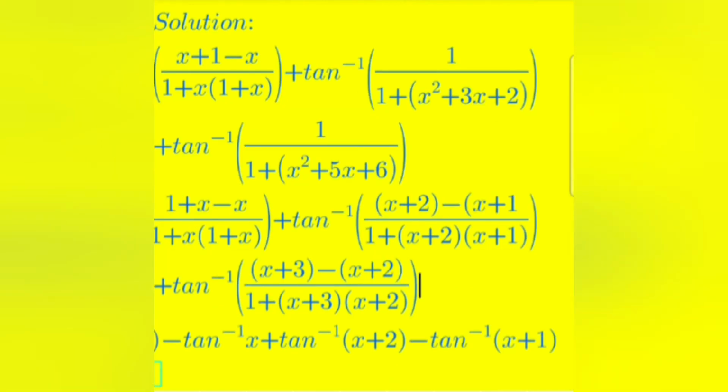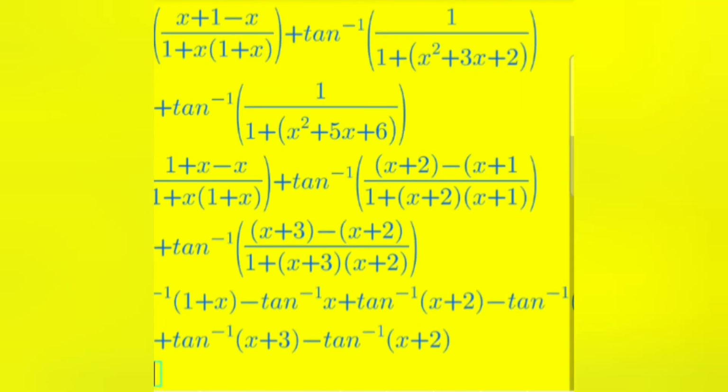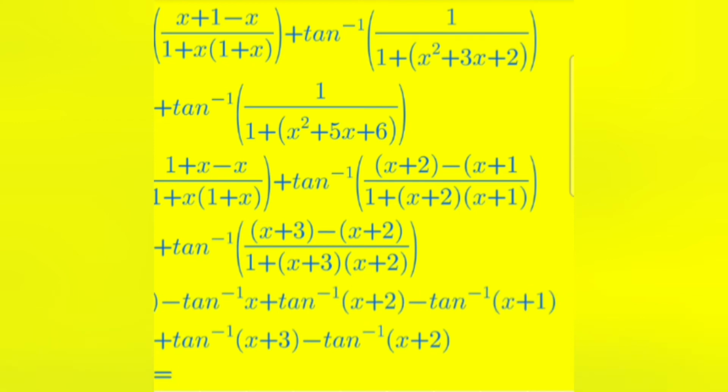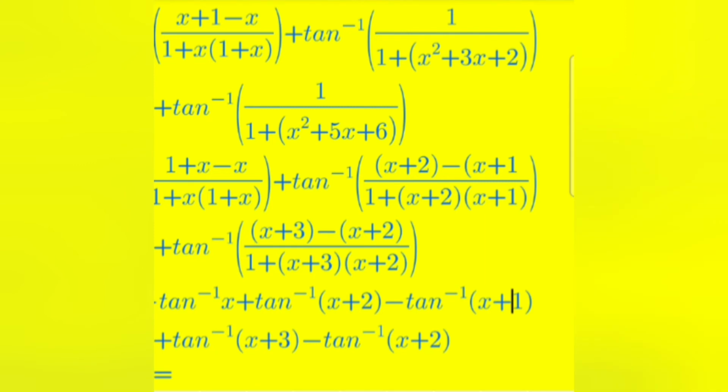And for the last part, this is plus tan inverse (x plus 3), minus tan inverse (x plus 2). So only the two pairs are left out. This is tan inverse (1 plus x), and this tan inverse (1 plus x) is cancelled out. And now this tan inverse (x plus 2) and this minus tan inverse (x plus 2) are also cancelled out.